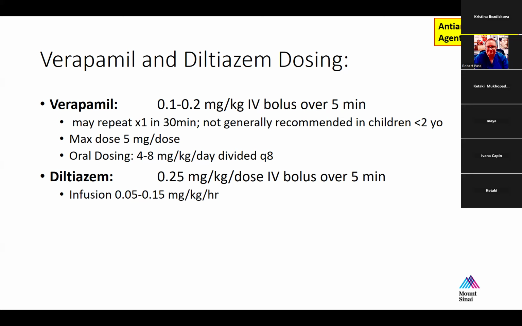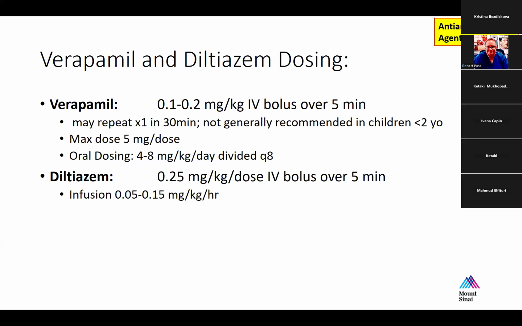So I think probably at least 8 months and onward, it's probably safe. Could be safe younger, I don't know, but I believe the youngest patient in our study was about 8 months old. And the infusion rate is 0.05 to 0.15 milligrams per kilogram per hour. That's the infusion rate that diltiazem should be written for.